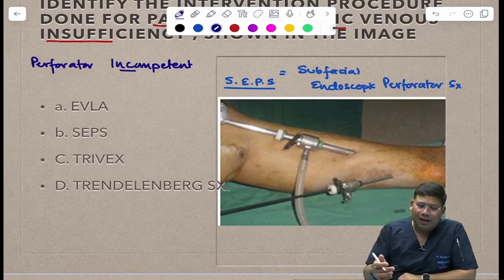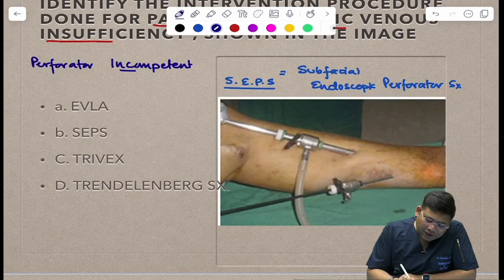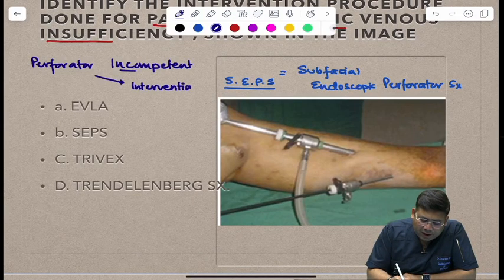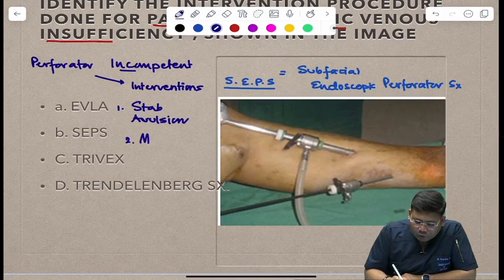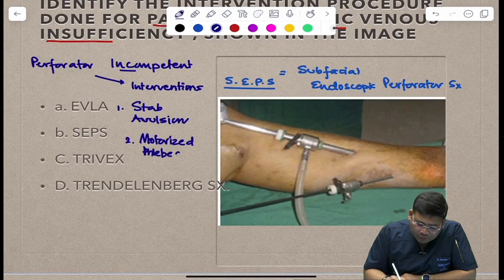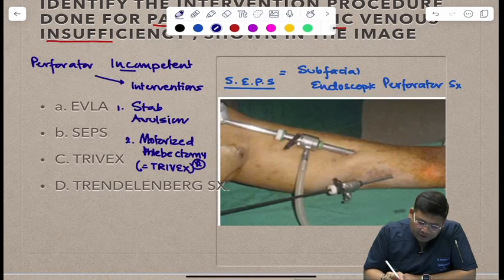So what are the things that we have? So for perforators, if it is incompetent, what are the interventions that we have? Remember, we have 3 interventions. The first is stab avulsion. Stab avulsion, I'll explain you, don't worry, it's a very easy procedure. The second is we have motorized phlebectomy. Motorized phlebectomy, also known as powered phlebectomy, is also known as Trivex. Trivex is a brand name. The last, the third, is we have SEPS.